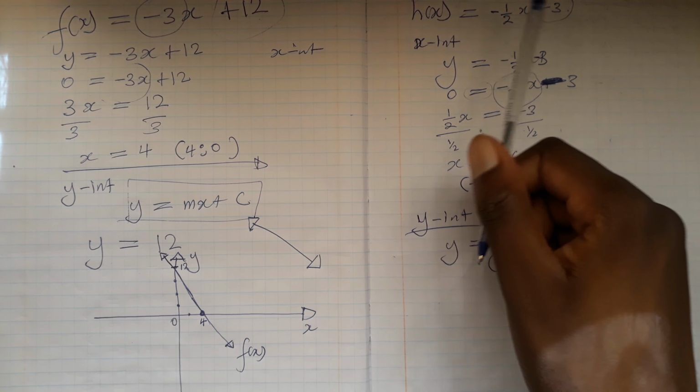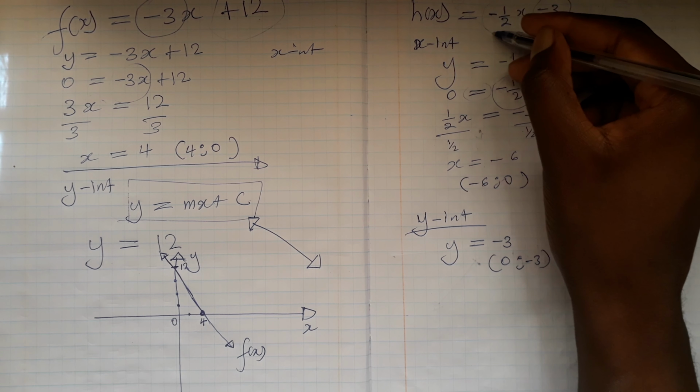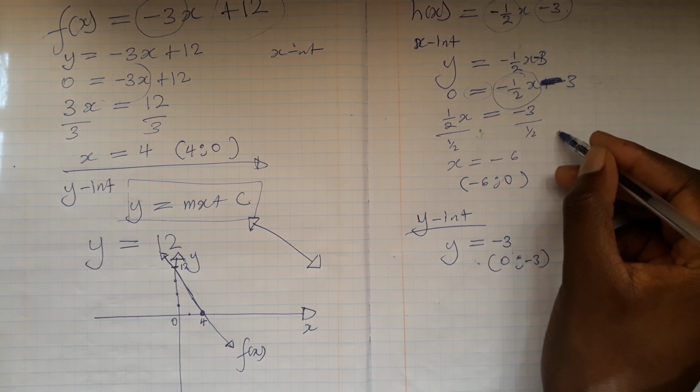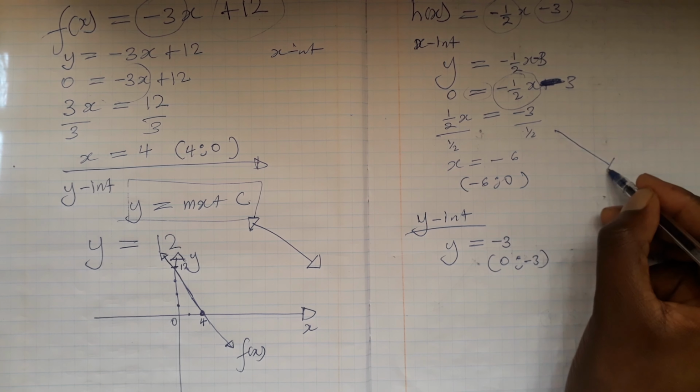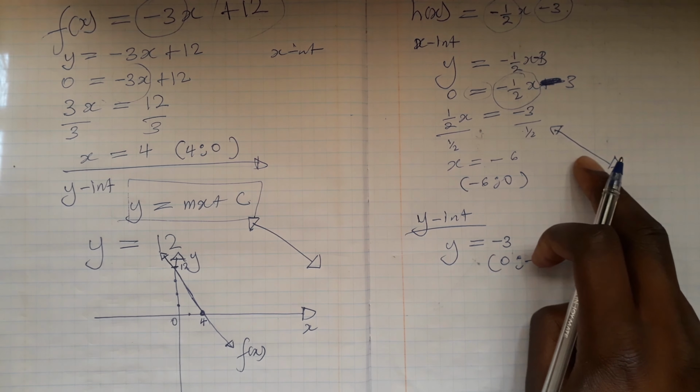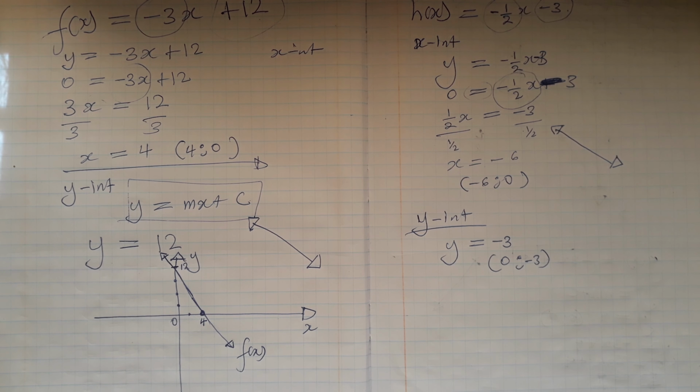Now let's take a look at the gradient. The gradient is negative, as you can see, which insinuates that the function is going to be decreasing. A decreasing function has to be going down when measured from the left to the right, just like this. It means that we expect to see something like this.